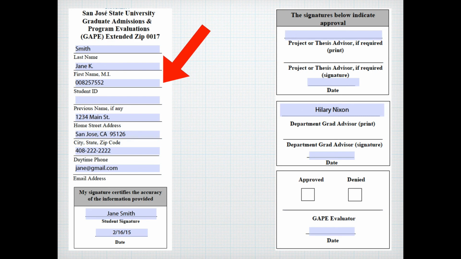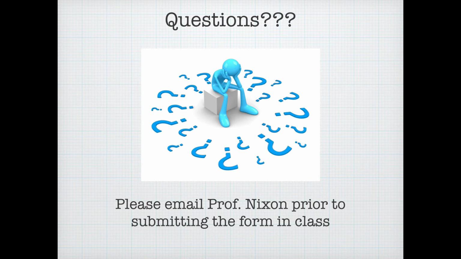You will need to complete your name, student ID, and address, and sign and date the form. You do not need your 298 advisor's information and signature on this form, so please leave that section blank. Finally, you will type in my name and submit the form to me, and I will sign and date and submit to GAPE. I hope you have found this video helpful in preparing your candidacy form for submission.